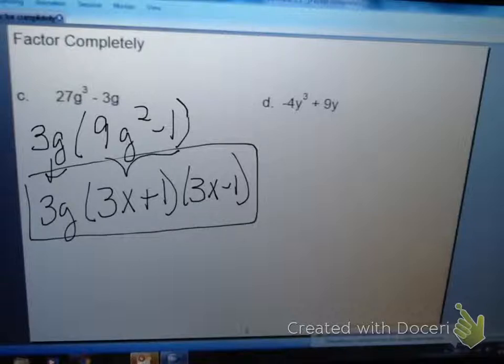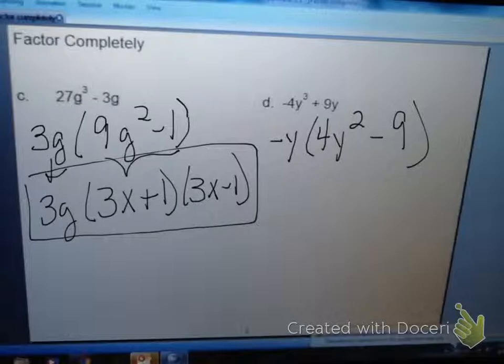Example D, remember if your first term is ever negative, you have to factor out a negative. So my GCF is a negative y, and I get 4y squared minus 9, because remember, when you factor out a negative number, it changes the sign.